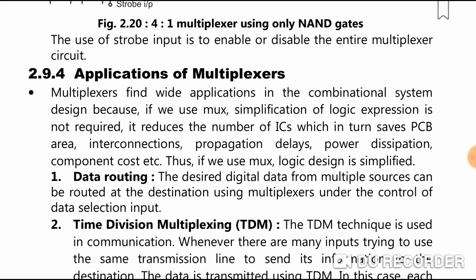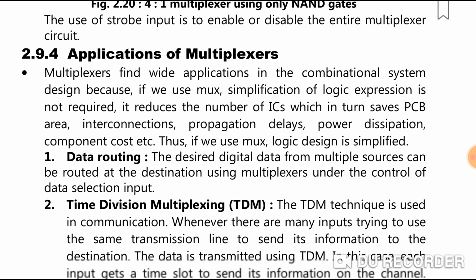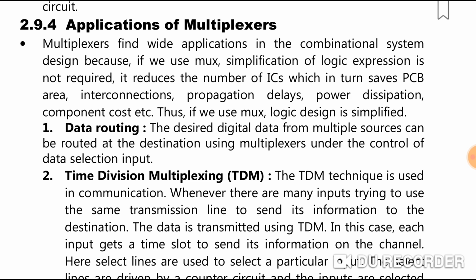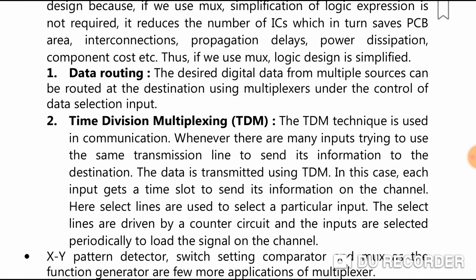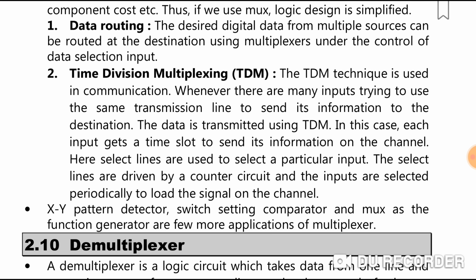Strobe is also there. Now we will see the applications of multiplexers. Multiplexers find wide applications in combinational system design because if we use a mux, simplification of the logic expression is not required. It reduces the number of ICs, which in turn saves PCB area, interconnections, propagation delay, power dissipation, component cost, etc. Thus if we use a mux, logic design is simplified.